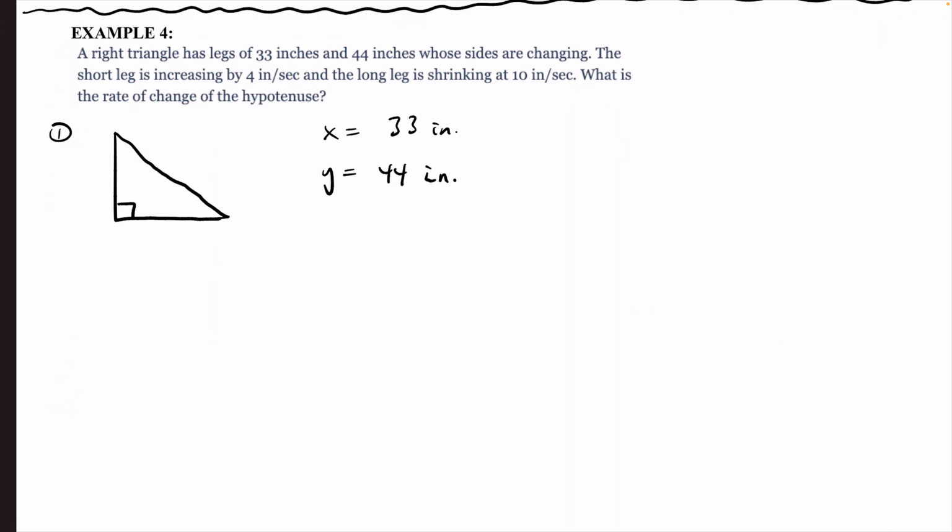Okay, we did guess right. Those sides are changing though. The short leg, which one's the short leg, x or y? X. So dx over dt is increasing by 4 inches per second. The long leg, dy over dt, is shrinking by 10 inches per second. So it's not going to be positive 10, it's going to be negative 10, because it's shrinking.